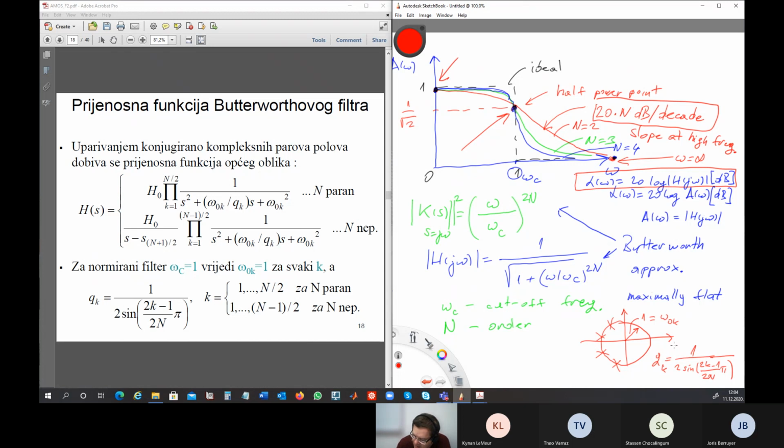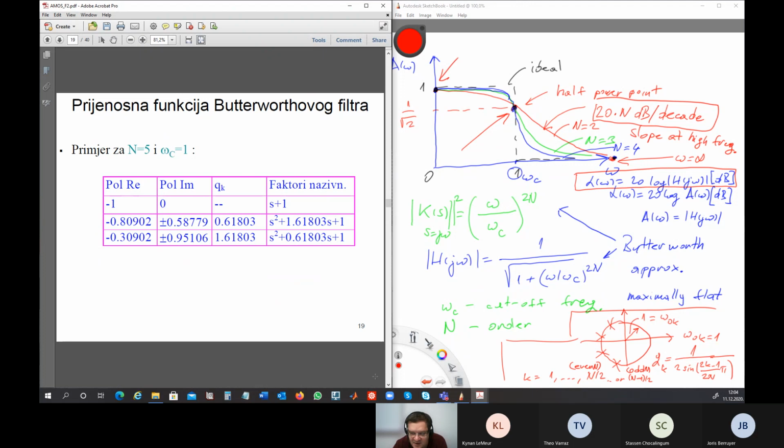Okay, so omega 0 k is 1. K is going to be 1 to n half, or n minus 1 half. This is for even, this is for odd, n. Okay? So this is k, and this is the equation how you calculate poles of the Butterworth filter. If you know poles, then you can design filter.